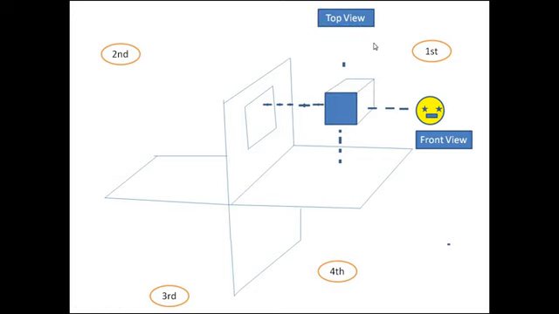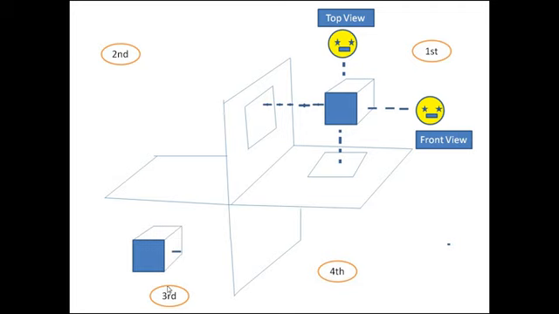When our observer looks from the top side, the projection of this object will fall on this horizontal plane. So this is your top view. This is the system we follow in first angle projection.